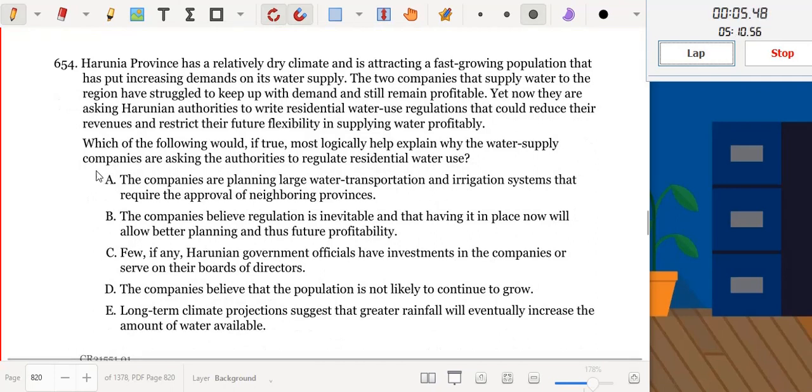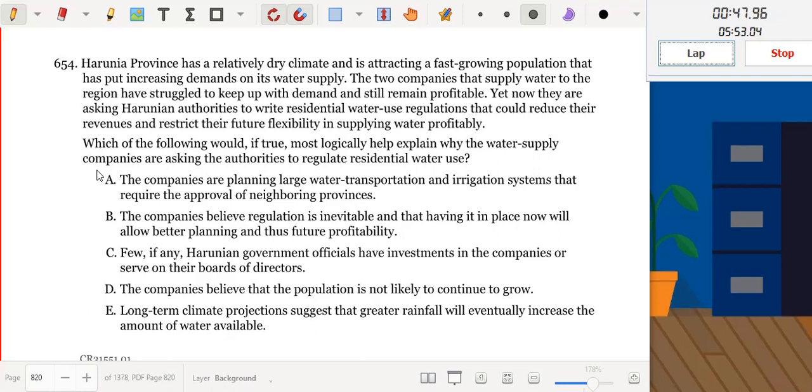Question 654. Haronia province has a relatively dry climate and is attracting a fast-growing population that has put increasing demands on the water supply. The two companies that supply water to the region have struggled to keep up with the demand and still remain profitable. Yet now they are asking the Haronian authority to write residential water use regulations that could reduce their revenues and restrict their future flexibility in supplying water profitably.